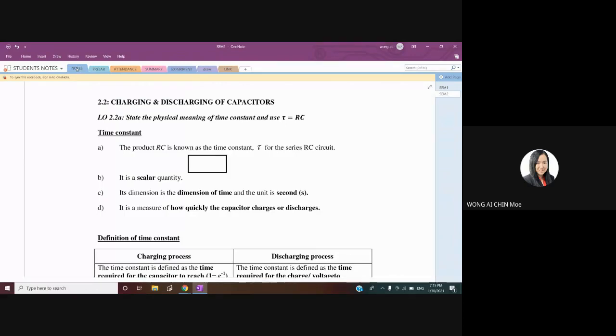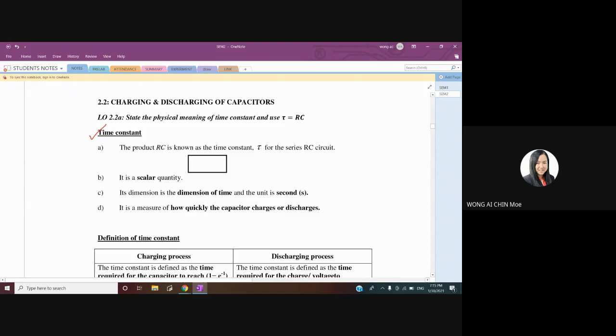Welcome back. Today we will continue with the new subtopic 2.2, charging and discharging of the capacitor. First, we learn the time constant.